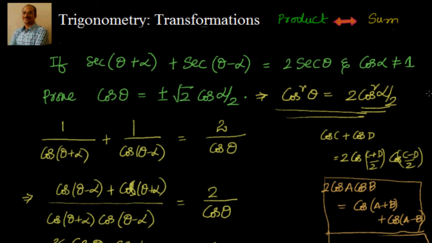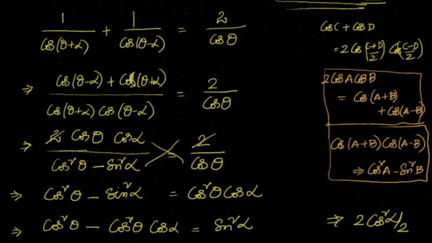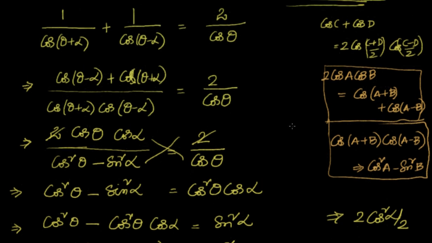So how have we solved this problem? We have been given secant, and we don't have any transformation formulas with respect to secant. So we have converted everything into cos. After that we have applied whatever formulas we know to simplify that. This is cos of A plus B plus cos of A minus B, so I can write it as 2 cos A cos B. This is cos of A plus B into cos of A minus B, so I can write it as cos square A minus sin square B.